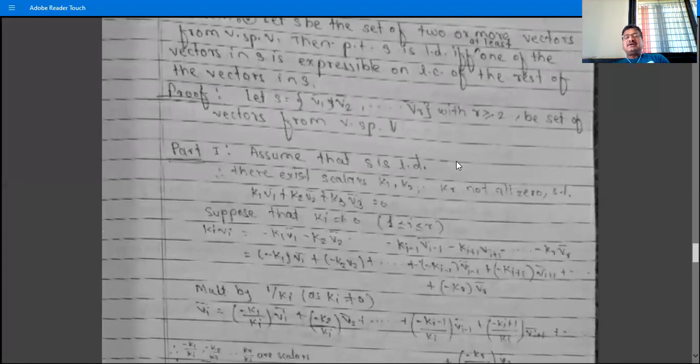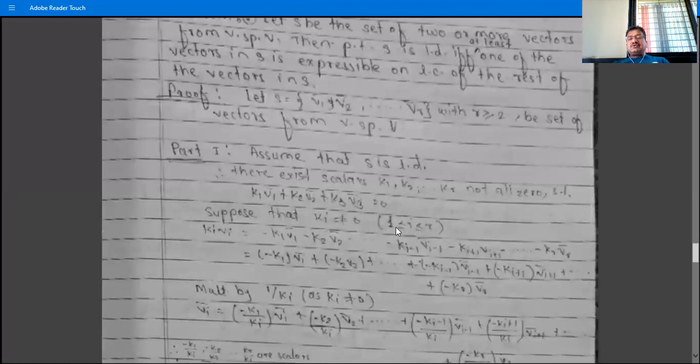And then, by using the definition, there exist scalars k1, k2, ..., kr not all zero. That is, at least one of them is not equal to zero, such that k1 v1 plus k2 v2 plus k3 v3 plus ... plus kr vr is equal to 0. So write this complete sentence: there exist scalars k1, k2, ..., kr not all 0, such that k1 v1 plus k2 v2 plus k3 v3 plus ... plus kr vr is equal to 0.